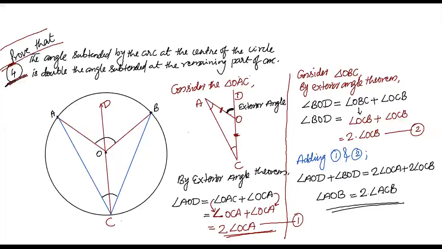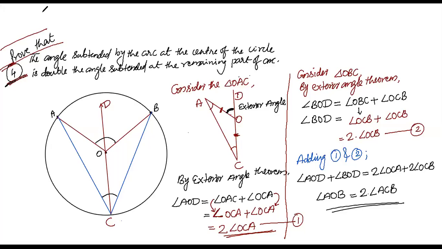Very good morning, dear students. What we are proving is the most important theorem in the chapter Circles. Prove that the angle subtended by an arc at the center of the circle is double the angle subtended by it at the remaining part of the arc.